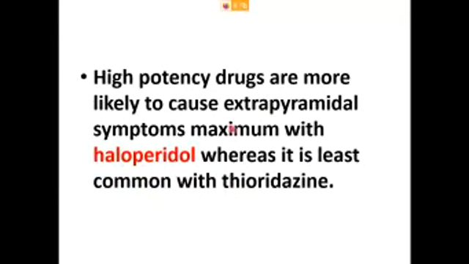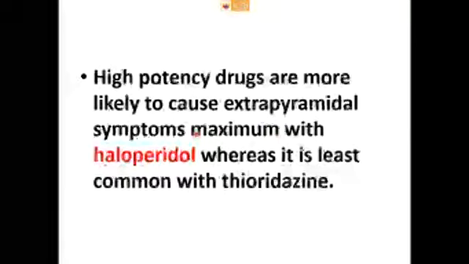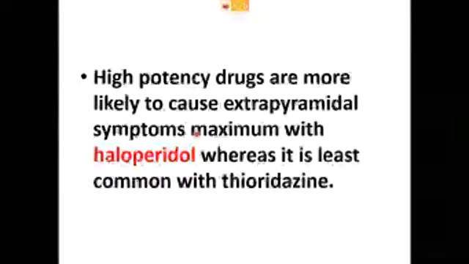High potency drugs are more likely to cause extrapyramidal symptoms, because high potency means they can block the dopamine receptors much more compared to low potency drugs. If you block the dopamine receptors, the dopamine-acetylcholine balance will be altered, and the cholinergic system will be enhanced. So it will produce extrapyramidal symptoms. It is maximum with haloperidol and least with low potency drugs like thioridazine and chlorpromazine.